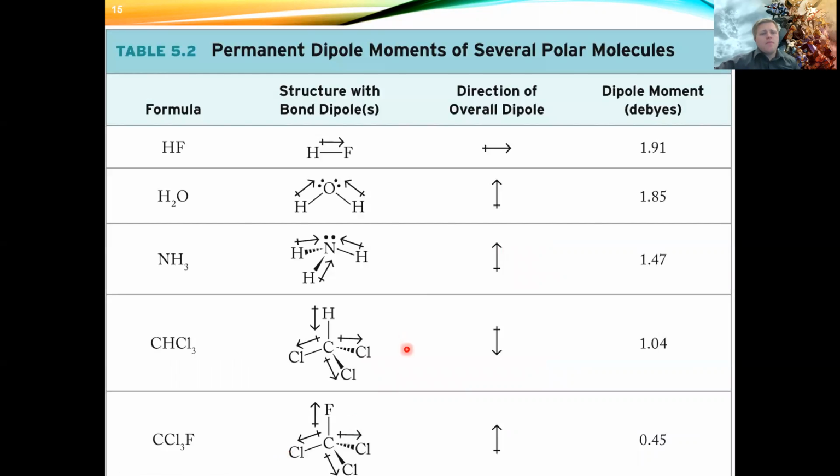All right, in this table I have a bunch of polar molecules, and we'll talk about the strengths of their dipoles now.